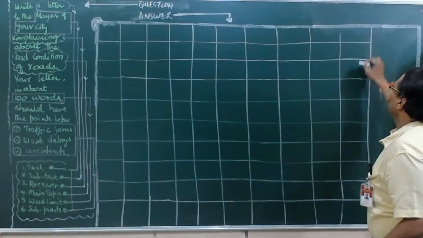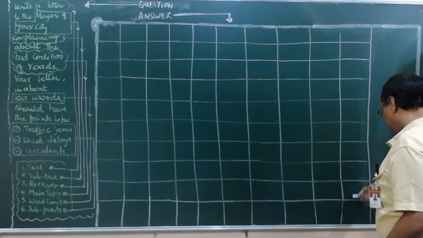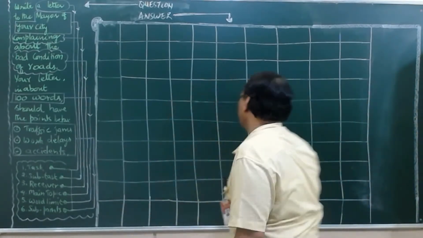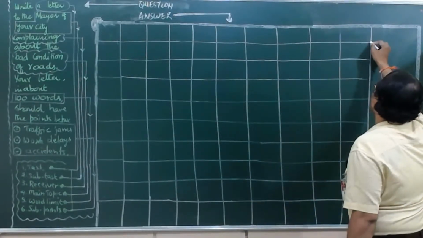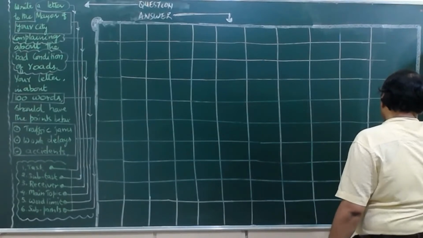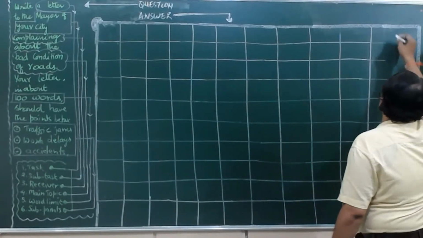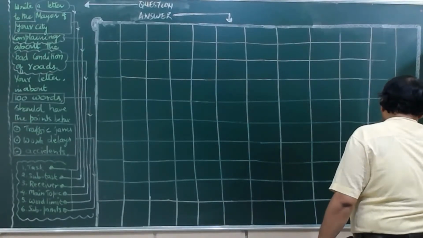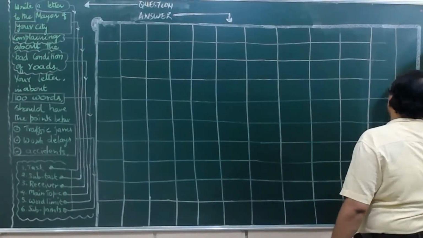Or better, let's count: 1, 2, 3, 4, 5, 6, 7, 8, 9, 10. 1, 2, 3, 4, 5, 6, 7, 8, 9, 10. So 10 by 10, it is 100. We'll make it 11 by 10 in order to accommodate some new words and other things. So let it be 110 blocks, that would be better.